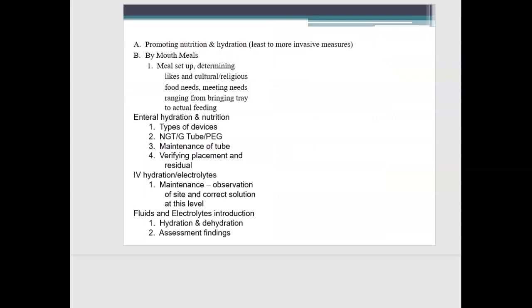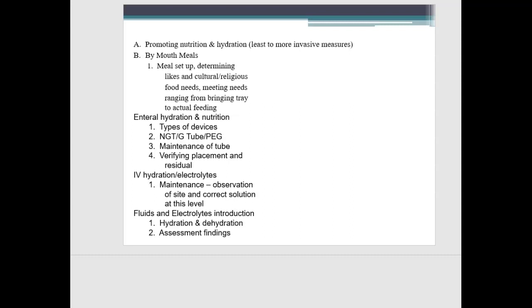I have one more. So let's talk about promoting nutrition and hydration. When patients have these things, we need to make sure we promote nutrition and hydration. So by mouth meals, meaning meal setup, helping them like that. We have to make sure we include their cultural and religious preferences, like their food needs, making sure that we're including that cultural diversity in there.